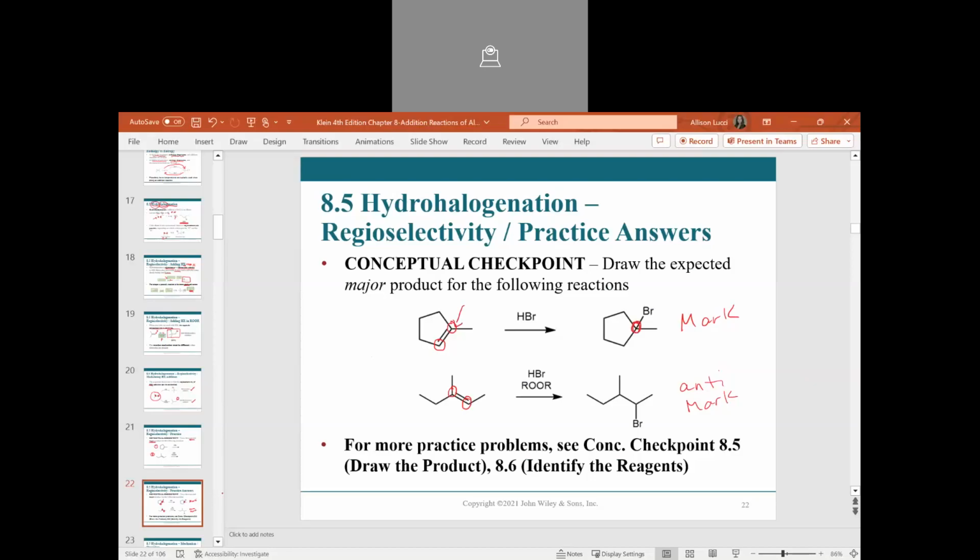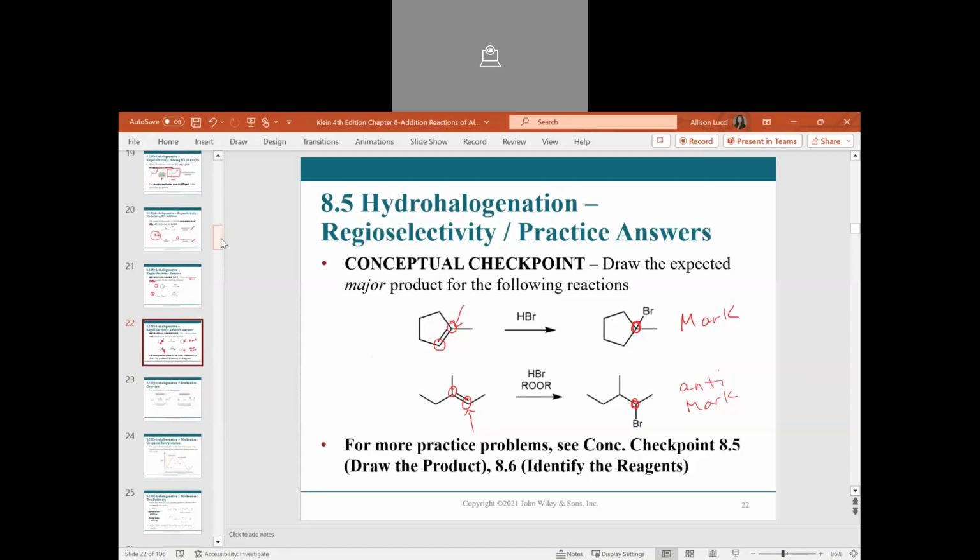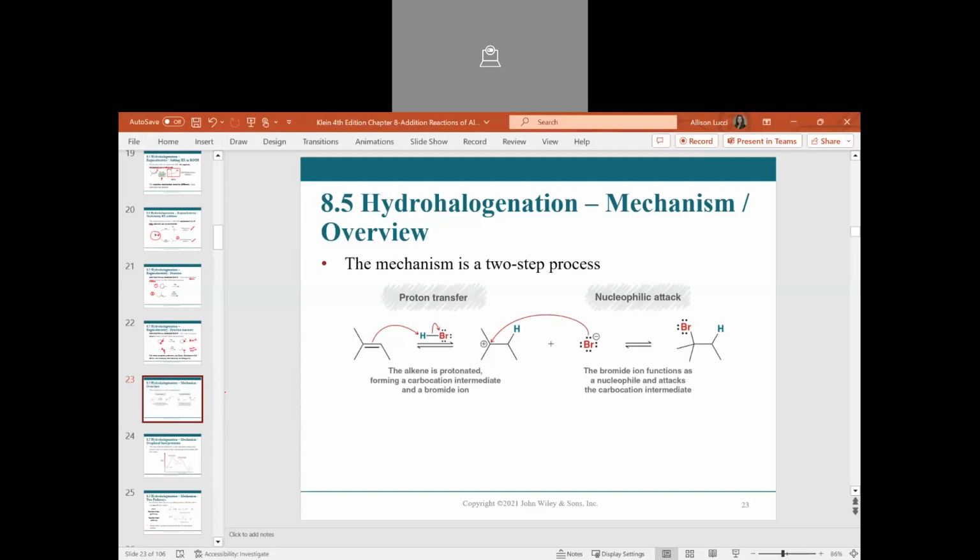Down here, we look for the least highly substituted position, and that's where the bromine has added here. So we'll go through some additional problems in the textbook, but in the meantime, let's take a look here with the mechanism. So we're always going to see a two-step process with this hydrohalogenation mechanism.